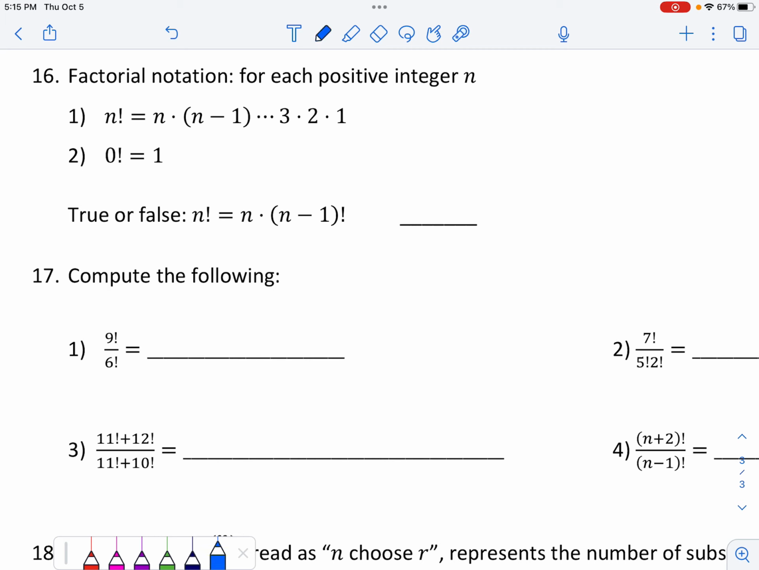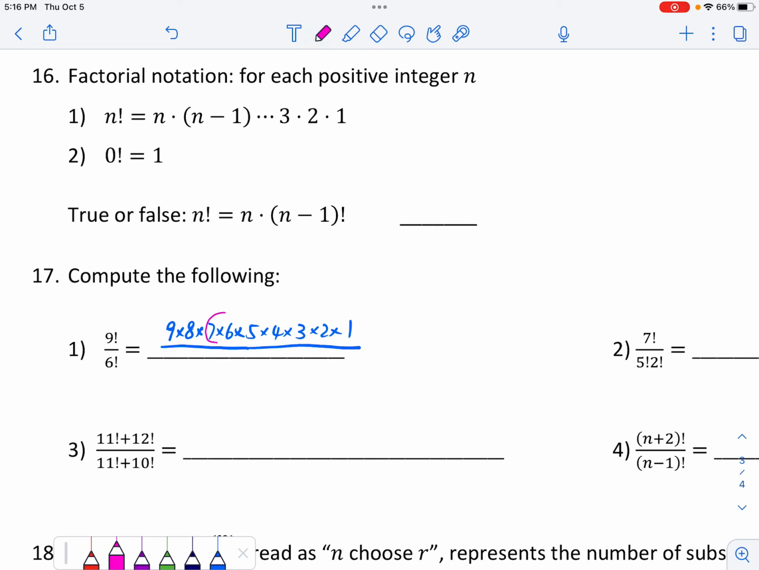Okay, so let's look at a few examples right here. 9 factorial means 9 times 8 times 7 times 6 times 5 times 4 times 3 times 2 times 1. That's how 9 factorial is defined. Do you see that 9 factorial, if you look at that, this actually is 8 factorial, right? So 9 factorial is actually the same as 9 times 8 factorial. Of course, you can also look at it that way.